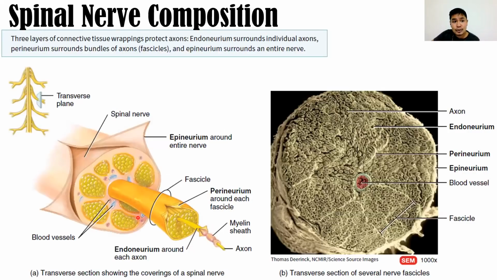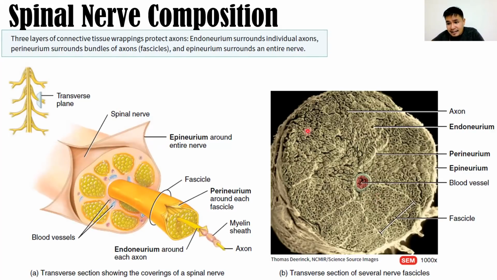So this is your picture. Okay, so three layers of connective tissue wrappings protect your axons. Endoneurium surrounds the individual axons. Individual axon, anong nakakover niya? Endoneurium. Then perineurium surrounds bundles of axons, which we call your fascicles. So madami na axon, we call it your fascicle. Ano nagko-cover sa fascicle? Perineurium. And your epineurium surrounds an entire nerve. Marami na compositions na. So we have different fascicles, and then you have also your blood vessels, etc. So your epineurium surrounds the entire nerve, just like in your muscles.